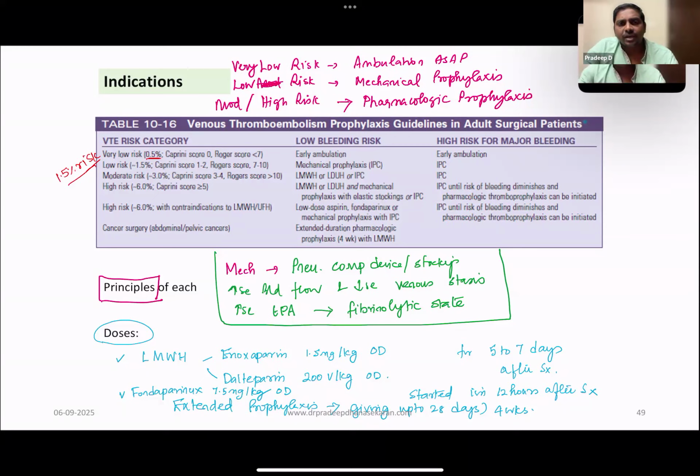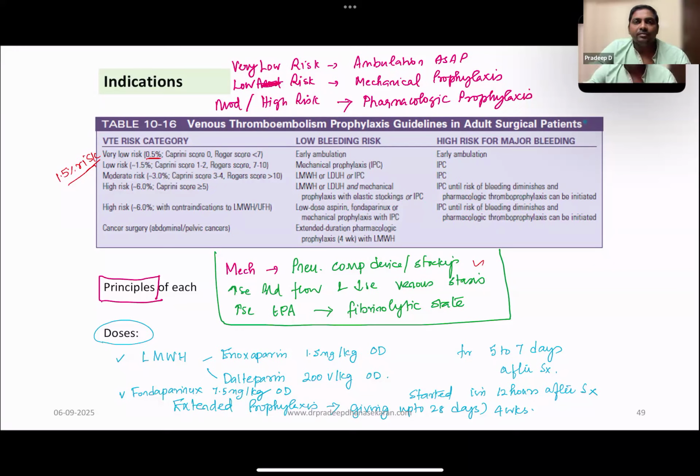What is the function of this mechanical prophylaxis? These pneumatic compression devices or stockings increase the blood flow and decrease venous stasis. That is one part of Virchow's triad. Next, they increase the tissue plasminogen activator. That means fibrinolysis is pronounced. So whenever a clot has formed, it will immediately lyse. So these are the basic principles behind using mechanical prophylaxis.